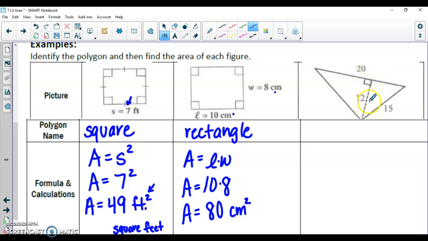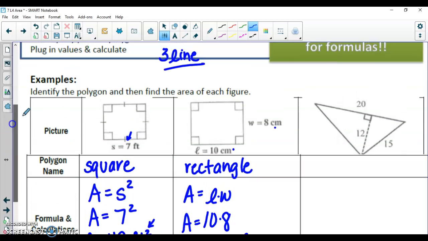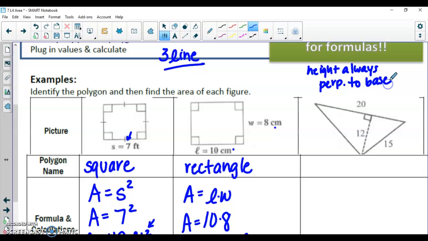Inside every triangle, you are going to have to find the height of the triangle, and the easiest way to do that is to find this little right angle symbol. The height of a triangle is always going to be perpendicular to the base, so you may want to make that note. Height, always perpendicular, and I'm just going to shorten that, to base. And keep in mind, perpendicular means that it's at a 90-degree angle.